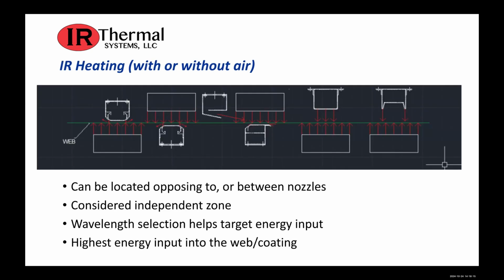Now, along with all of those other types of nozzles, we can incorporate the use of IR heating. The IR heating emitters can be located opposing to or in between nozzles, and they are considered an independent zone since you can adjust either the intensity of the IR or the air temperature and velocity independently of one another. The wavelength on the IR can be selected to hit a specific target energy input, and when this is in combination with the standard convection heating, it provides you the highest energy input into a web or coating.